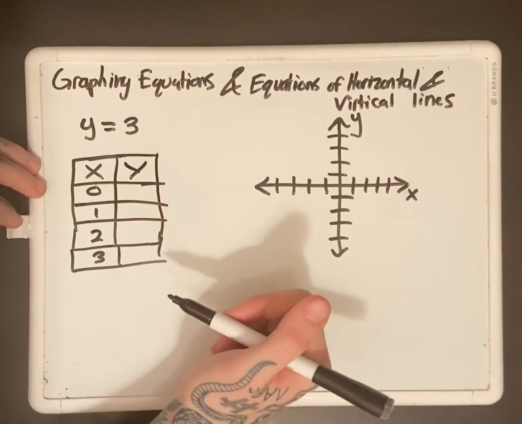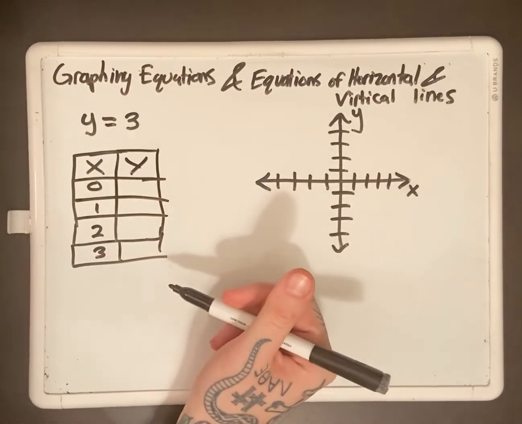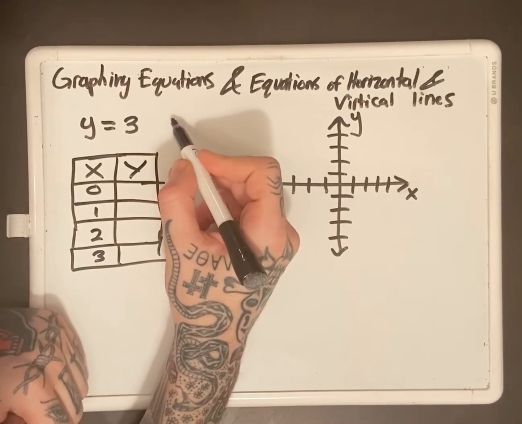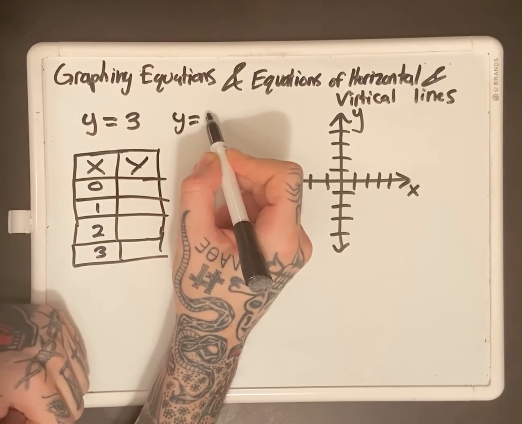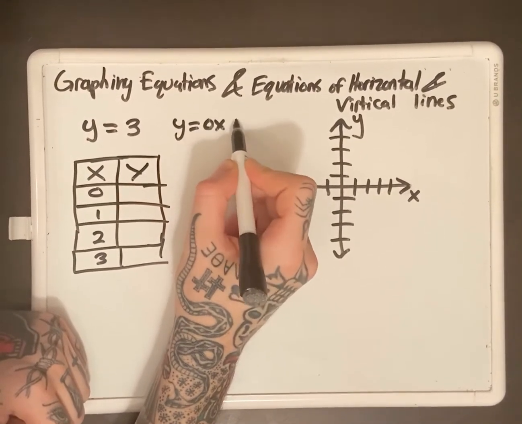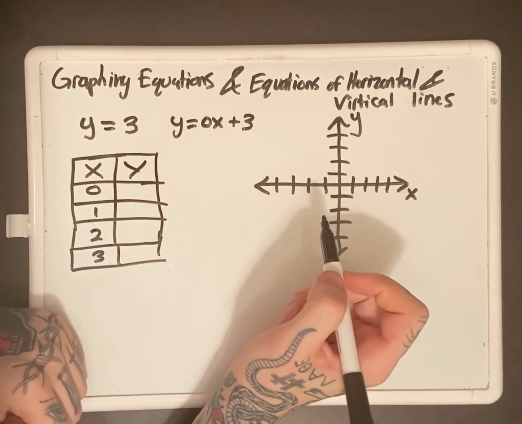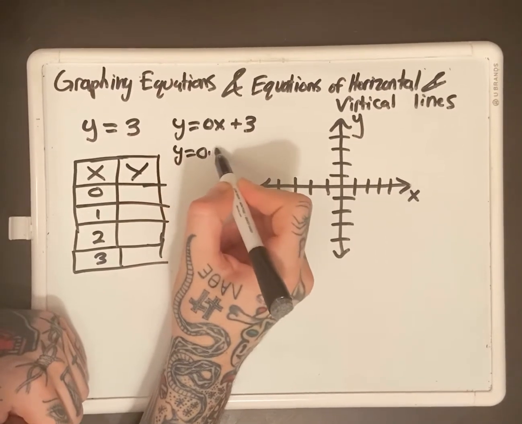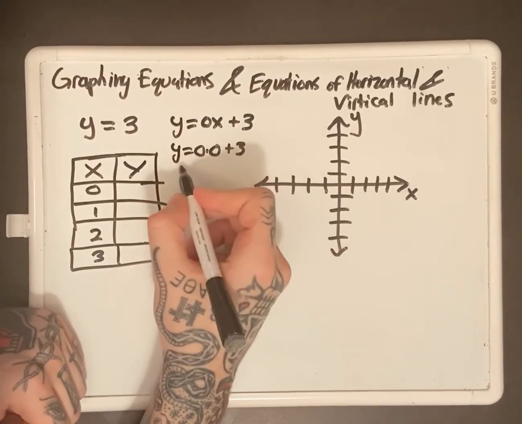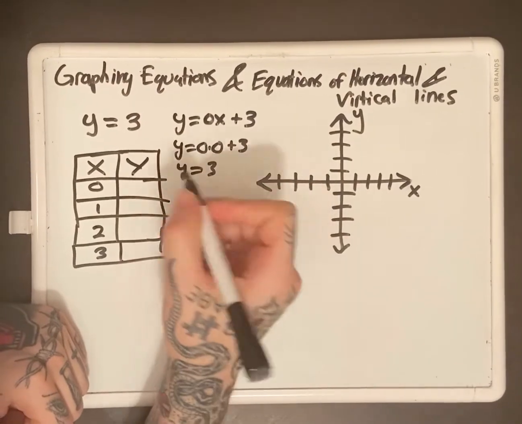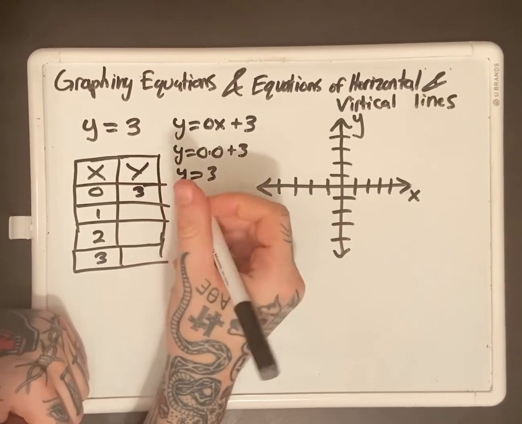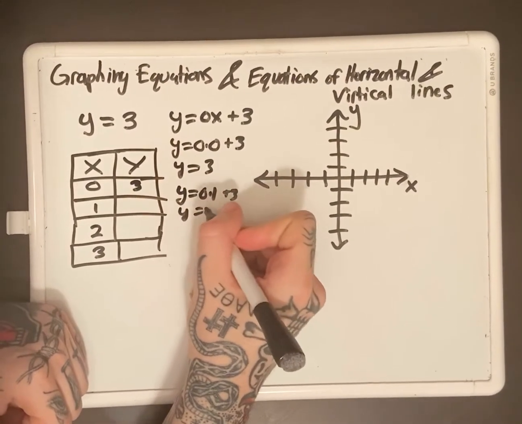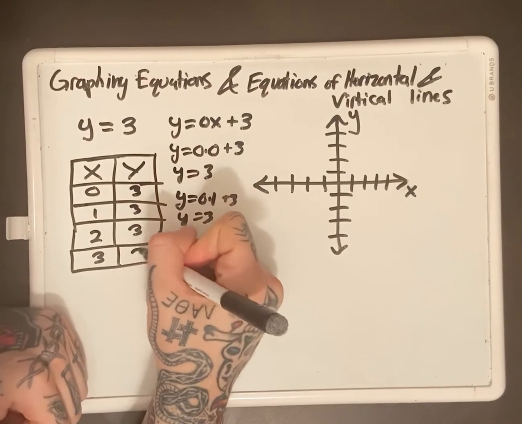So how do I plug in my x here? Where is my x in the equation? As we've discussed before, we can think of this as having a 0x term. So if we plug these in, we're just going to get y equals 3. We do that for anything, we're still going to get y equals 3 all the way down.